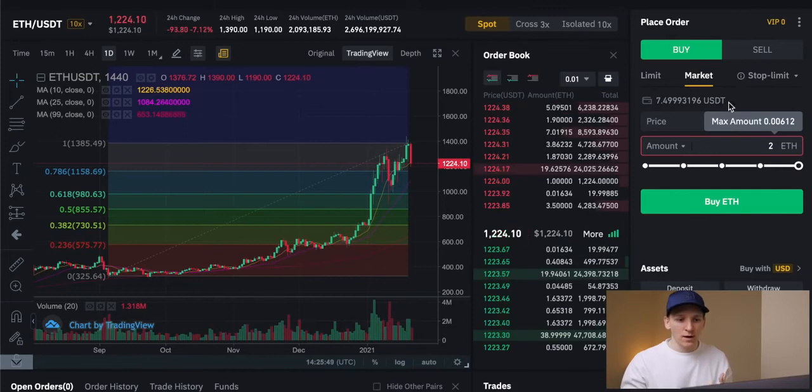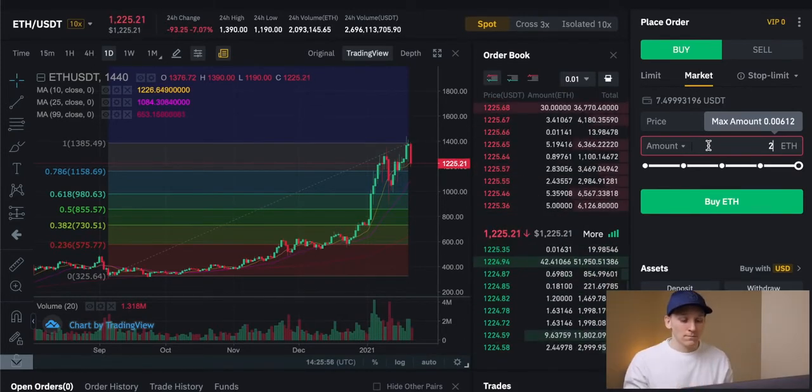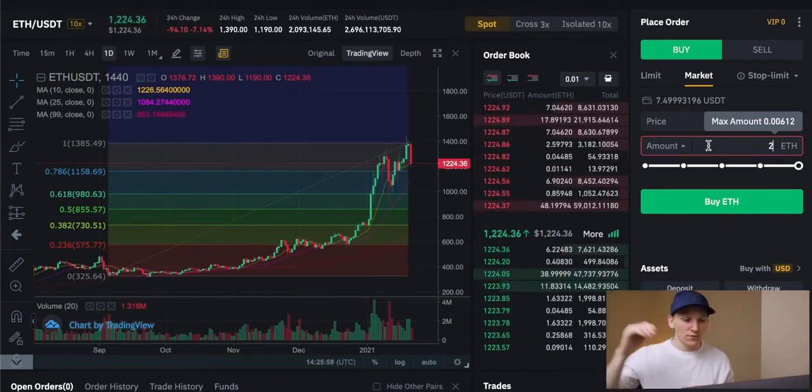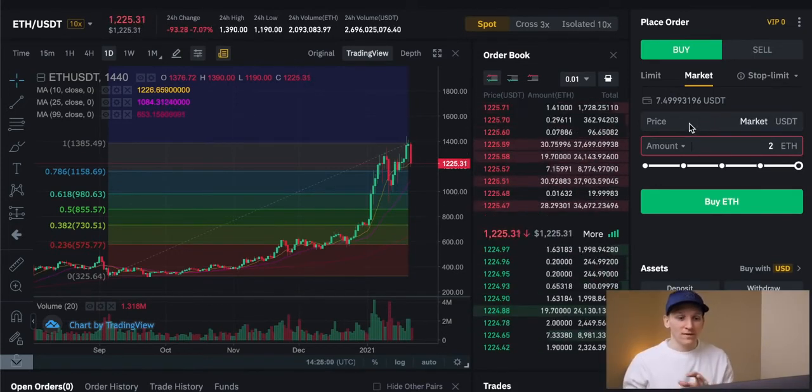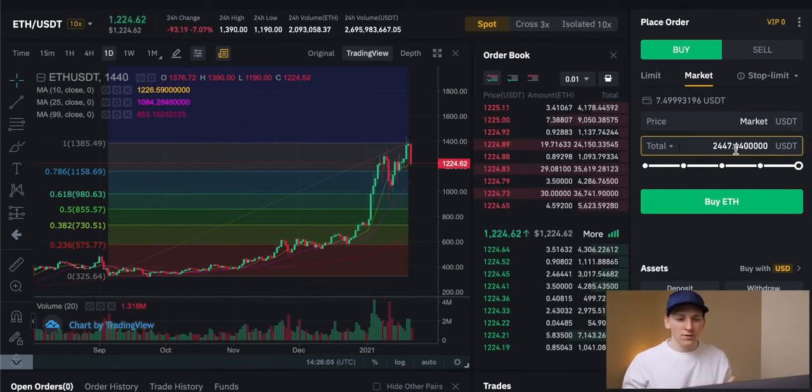That's absolutely fine. You can go ahead and do that. You press buy and that will pretty much happen instantly. Binance will go ahead and just lift all of the offers on the book for you. This is very easy and it's very quick. It will come down to total as well. This is good. So you can actually choose the total amount that you want to spend.